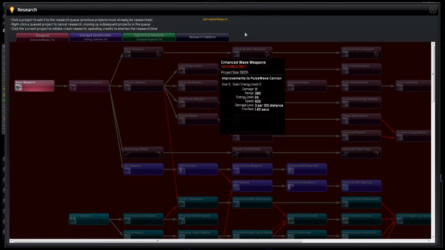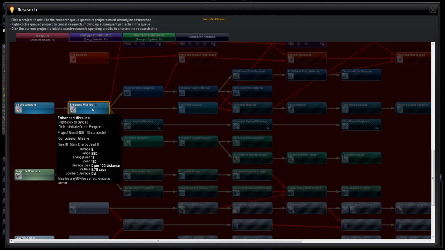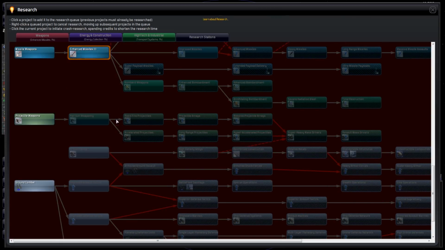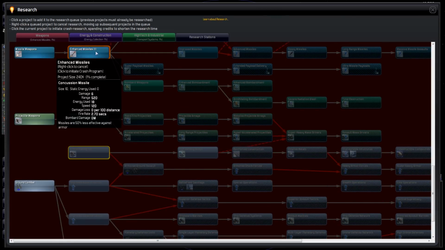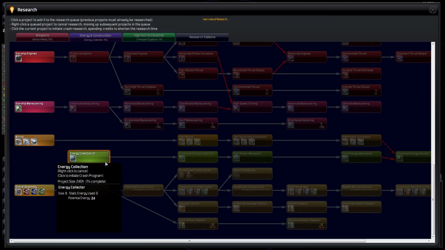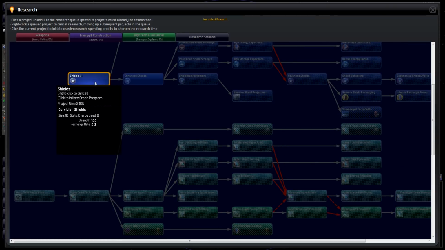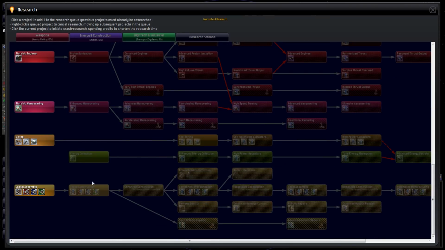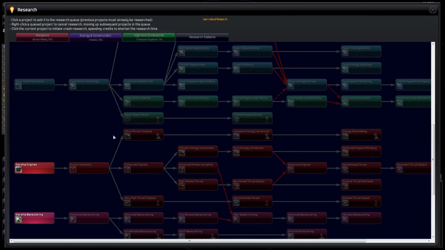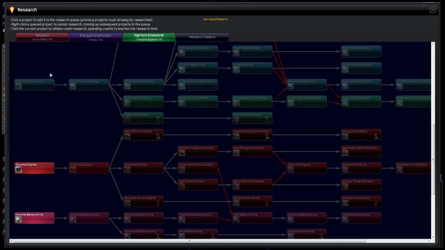All right, and science. Let's see what we're up to in science. What are we researching right now? Enhanced missiles. I still like my armor first, just so we're not so vulnerable. Energy collection, I tend to hold off on that for a bit, just so we can get shields first. I generally go shields, then ship construction, or space construction. And then go into warp field precursors once you get that unlocked. And we have to go unlock that at an event.